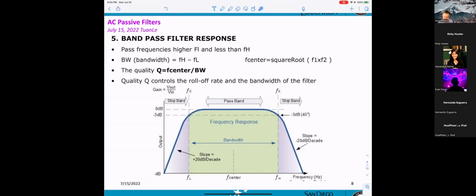If you want to calculate the F center, it will be the square root of F1 times F2. That means F low times F high. Make sure if you get a question, let me know, okay?